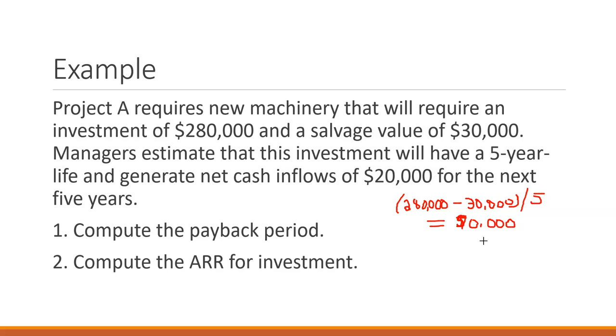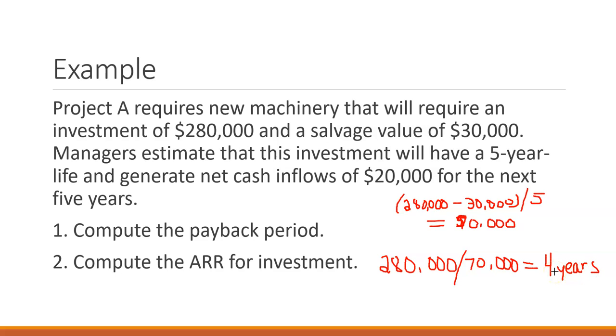To get the payback period, we take the initial investment, so $280,000, divided by the cash flows of $70,000. And that calculation tells us that we will pay this back in 4 years.